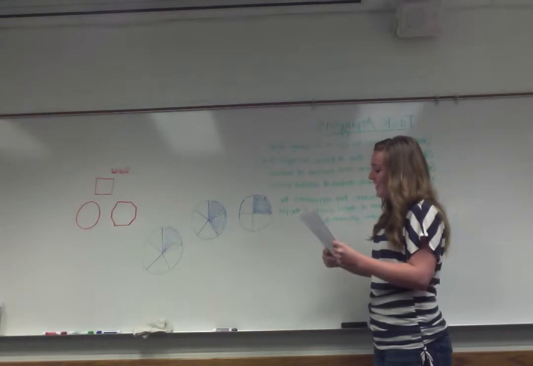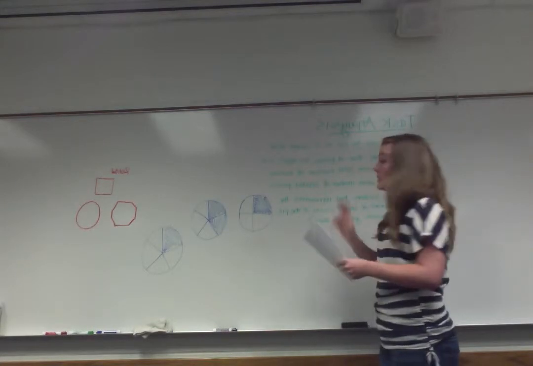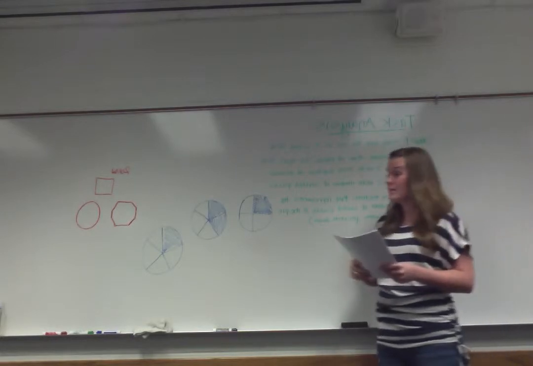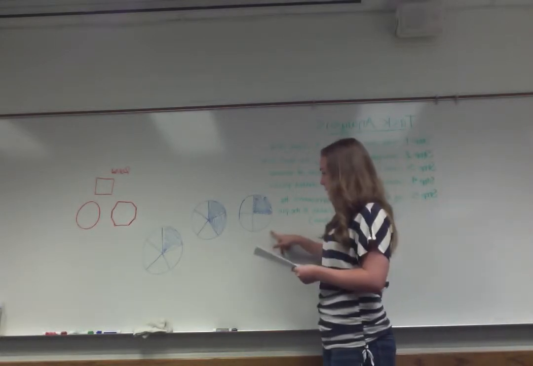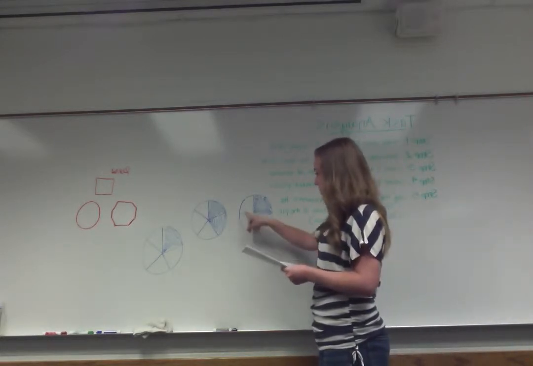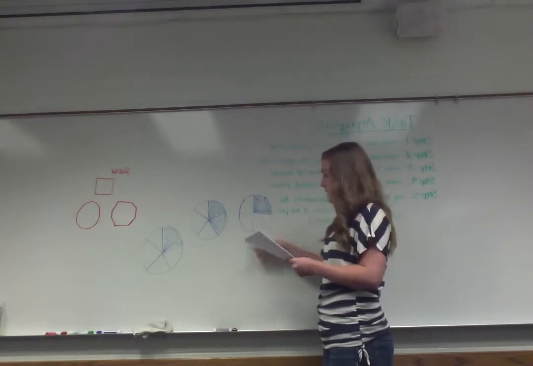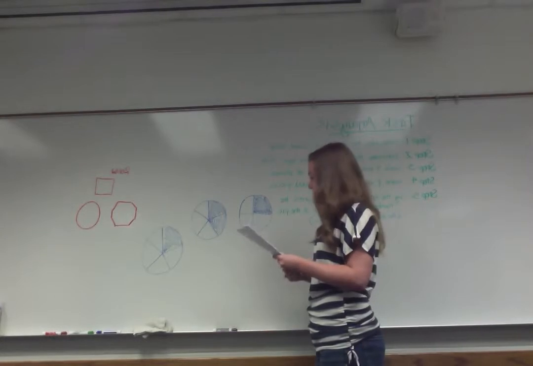So next, step number 2, we're going to estimate that all pieces are equal size. So we're going to look at our circle, our pie. We're going to look at the pieces of the pie and see if they look about the same. Do these pieces of the pie look about the same to you? They do.